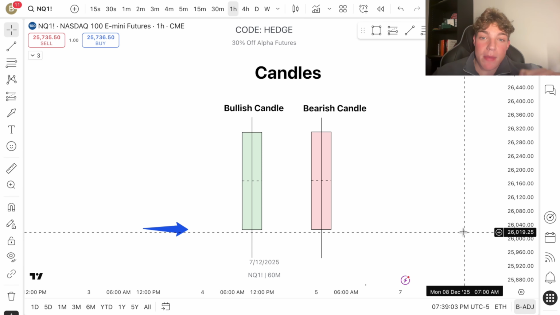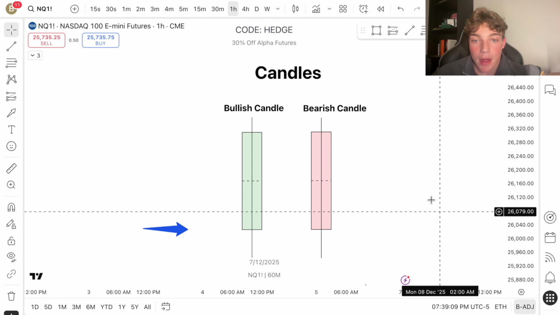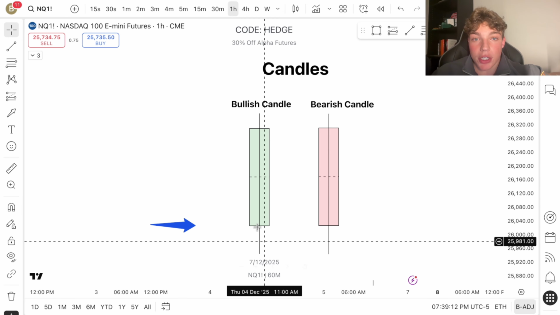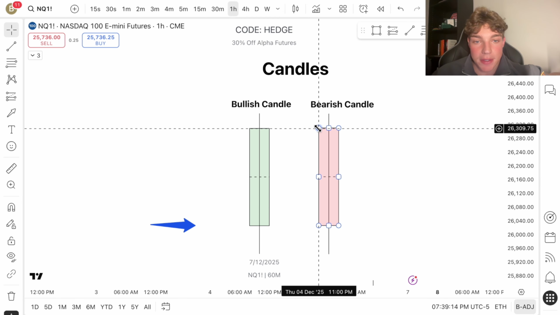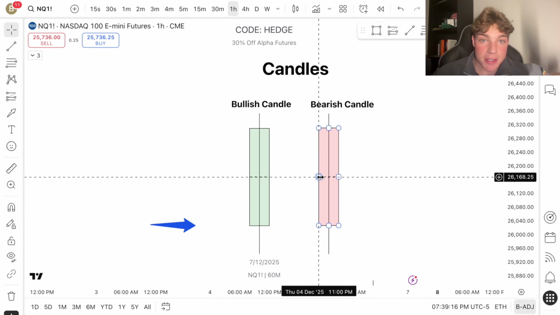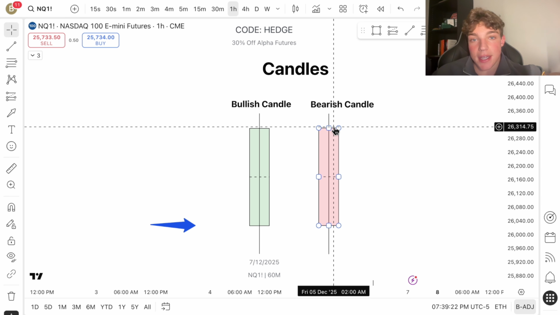So your chart is going to be made up of candles. What these candles represent is obviously where the market moved at a specific period of time. So if this is a bullish candle, you know that because it's green. If this is a bearish candle, you know that because it's red. Now, what this represents is the market either moving up through that set period of time or moving down through that set period of time.